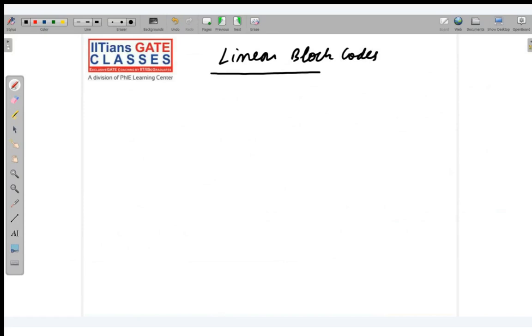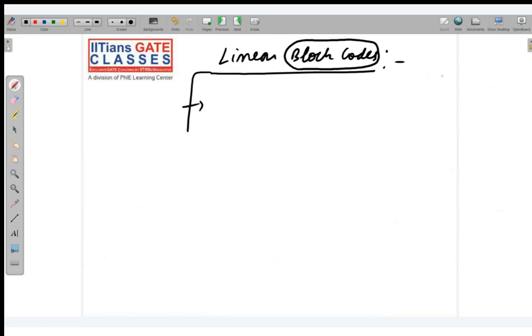Linear block codes. So what are linear block codes? Linear block codes are a special type of block codes. We are studying block coding. Block coding means you will divide the message into fixed and equal size parts called blocks. We will add the redundant bits and make code words.